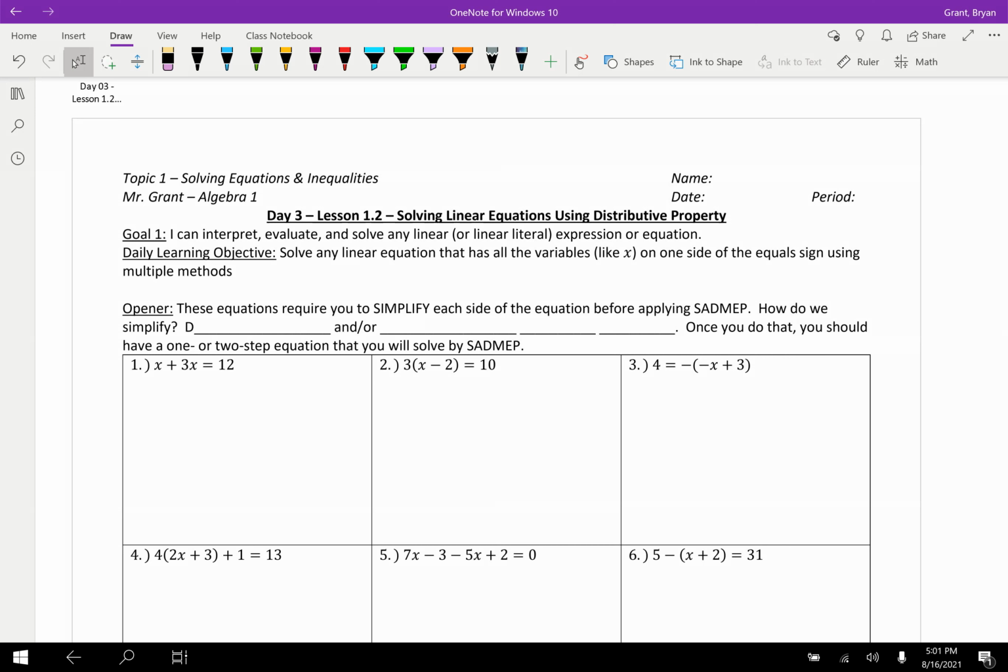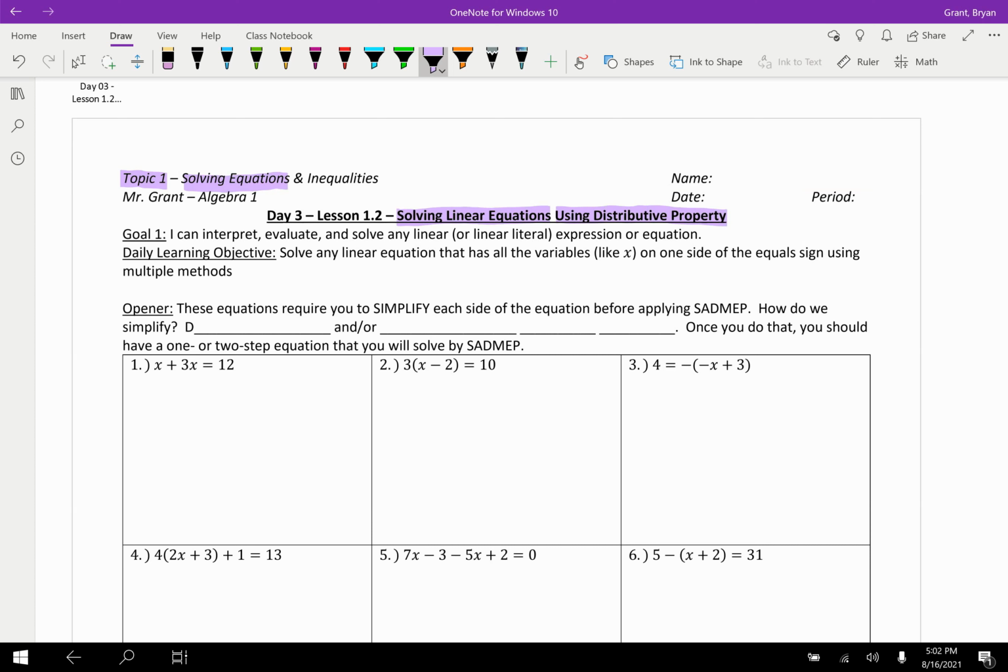This is our second lesson of the year, and it's still in our first topic, which is all about solving equations and inequalities. We're just going to focus on equations today. Let's go through and see what we're doing. Well, the title of our lesson is Solving Linear Equations, and we'll explain more what linear means later on. And we're going to focus on using distributive property today.